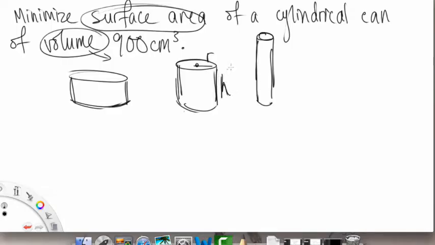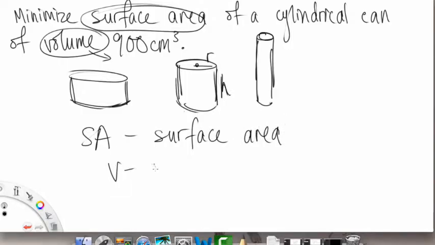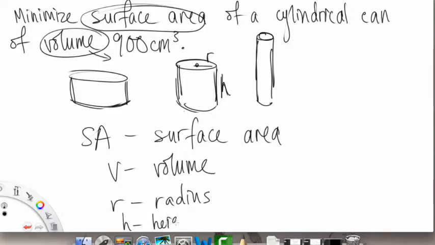So let's start with defining some variables. SA, we're going to let that be surface area, okay? And then we're going to let V be our volume. V is volume. R, of course, is radius. And finally, we have H, which we're going to let be our height. All right, so those are the variables we're going to use. And let's start setting up some equations on the next slide.